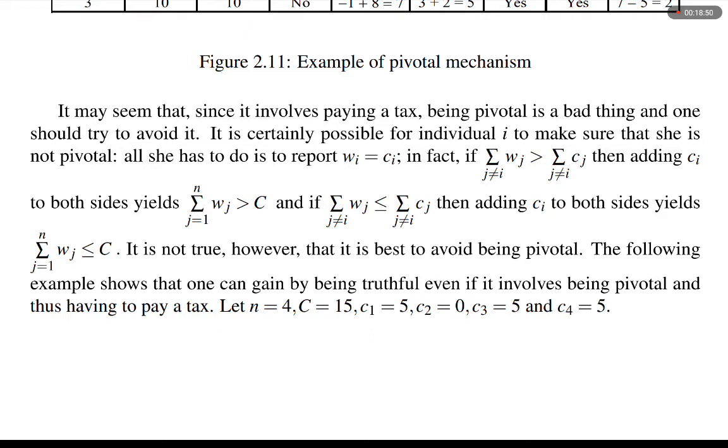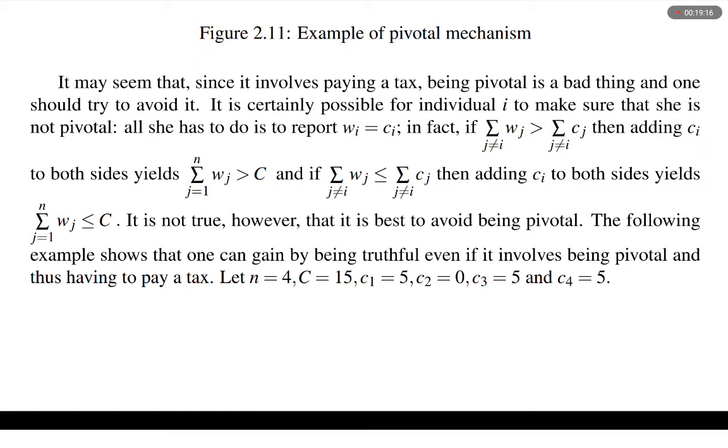In fact, if the sum of W sub j, where j not equal to I, is greater than the sum of C sub j, where j is not equal to I, then adding C sub I to both sides yields the sum of W sub j, where j equals 1 to n, is greater than capital C. And if the sum of W sub j, where j is not equal to I, is less than or equal to the sum of C sub j, where j is not equal to I, then adding C sub I to both sides yields the sum of W sub j, where j equals 1 to n, is less than or equal to capital C.